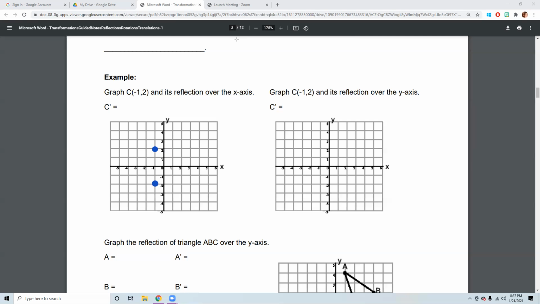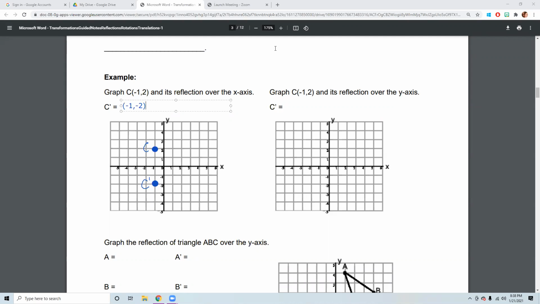So let's go ahead and throw in our labels. It was point C, so that was our original point, and this is our prime point. Now let's figure out what C prime actually is. If I look, I know that that point is at (-1, -2). And so that's what C prime is going to equal: the point (-1, -2).